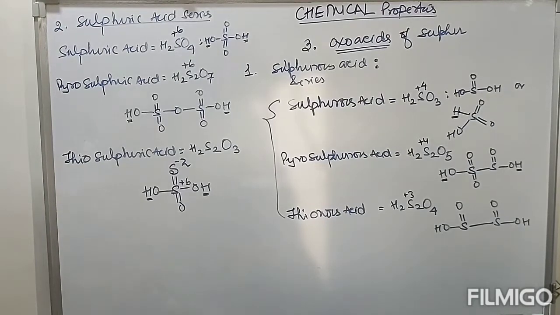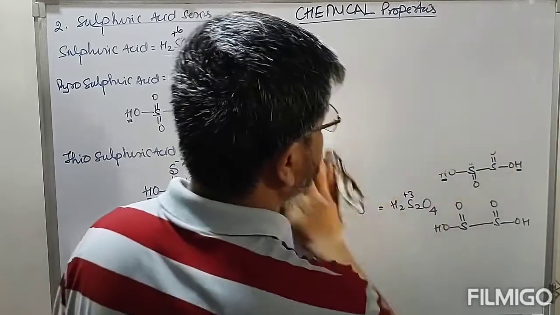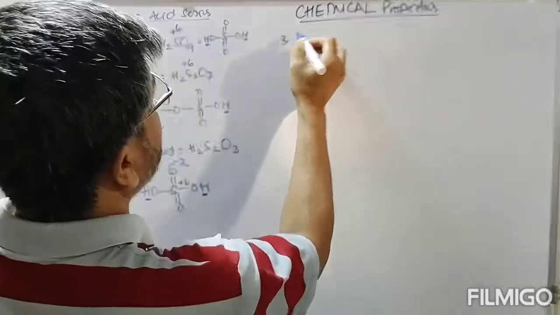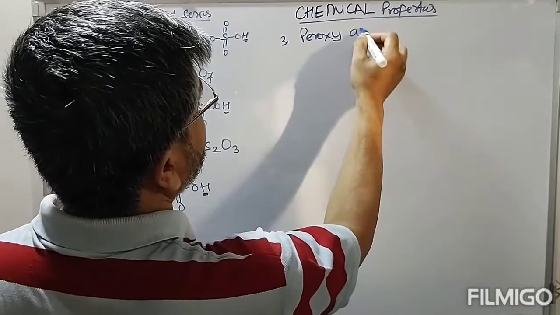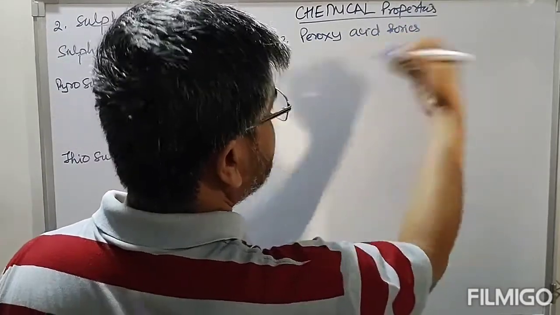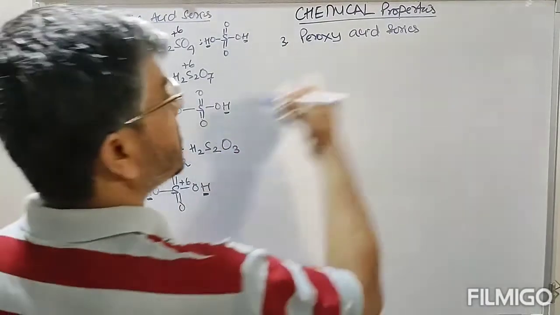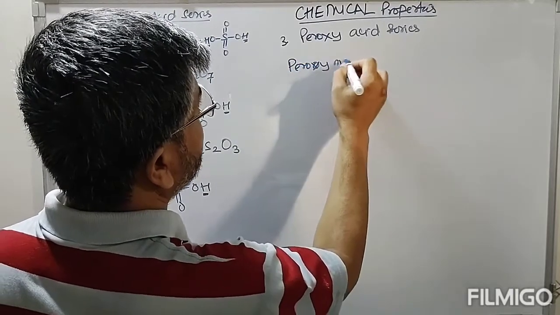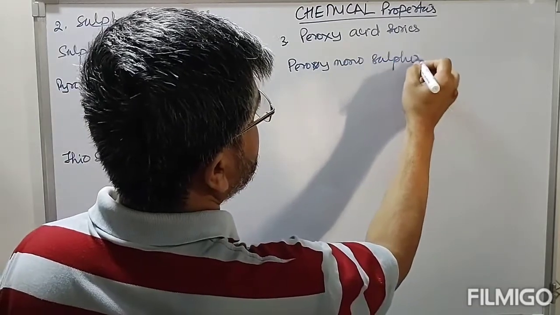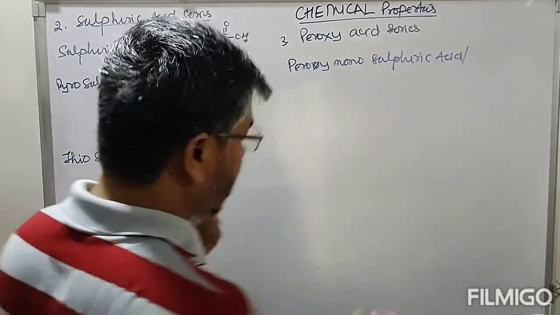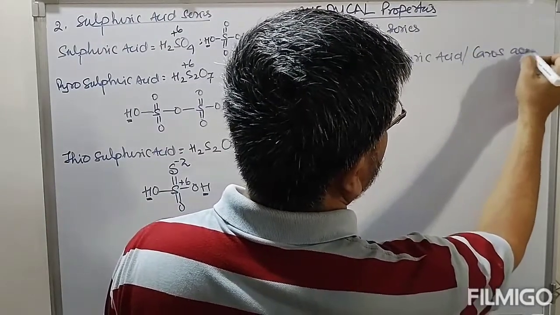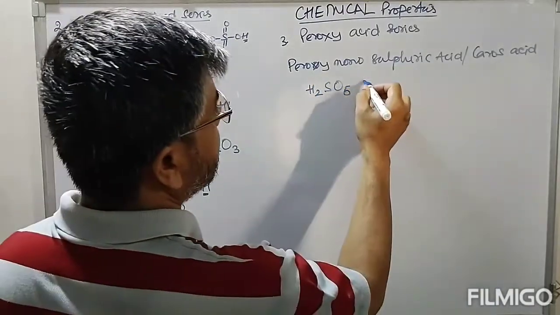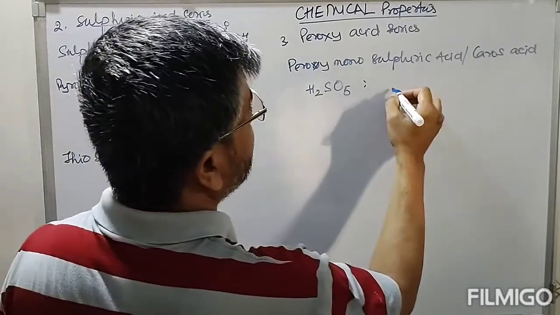Now the next series of acid is the peroxo acid series. This contains a peroxide bond. Under this peroxo acid series we have two different acids. Peroxymonosulfuric acid, which is also known as Caro's acid. The formula is H2SO5 and the structure is, I'll show you the oxidation state also.